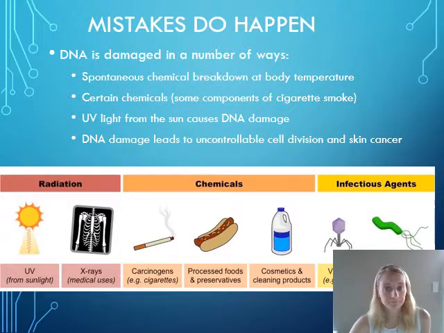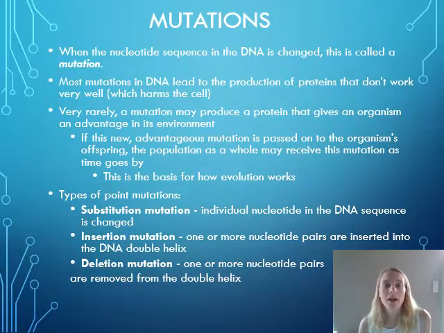All right. Let's take a look at mutations and we'll see a few examples. So again, the definition of mutation is when the nucleotide sequence of DNA is different. So you have your particular sequence. If one of those letters gets changed, that is called a mutation. It's all happening at the level of the DNA.